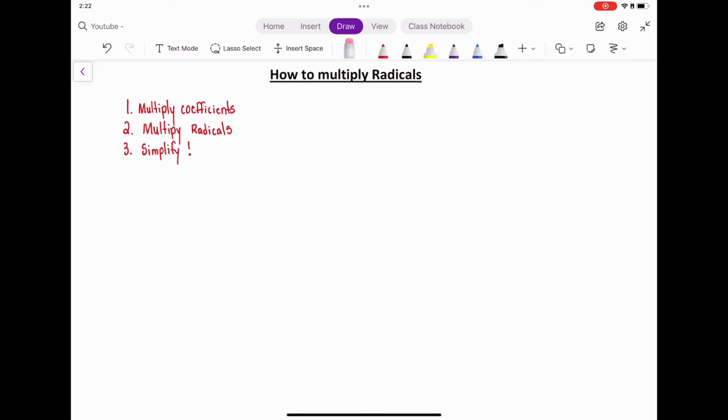Peters. Today, we're going to be talking about how to multiply radicals. And the most important rule, or the one we're going to start off with, is understanding that we have to have the same root to multiply, okay?